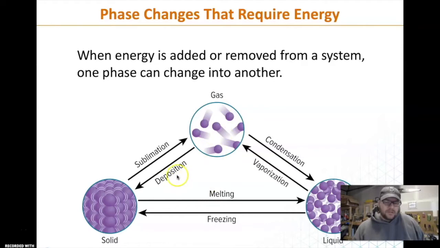Deposition. Deposition you are also familiar with, you just may not know it. On those cold mornings when you go outside, back when we used to drive places, you'd have to scrape the window. That is deposition. So water vapor in the atmosphere has deposited onto your windshield and turned into a solid. Okay, so those are your basic phase changes.